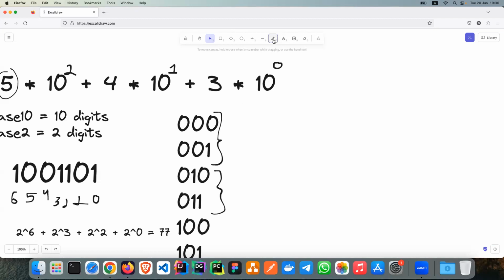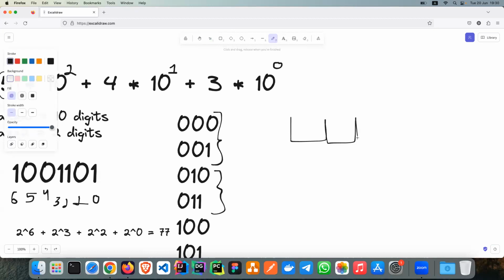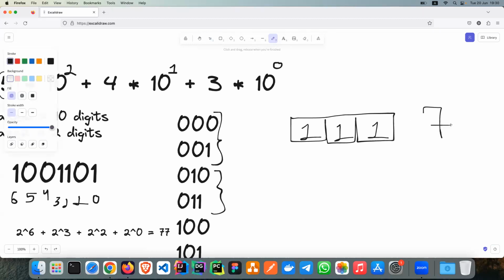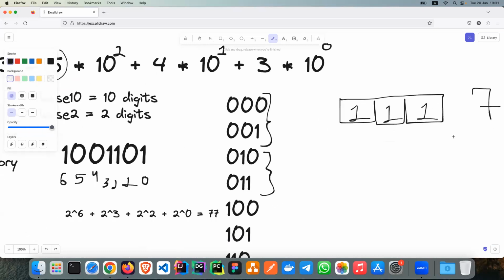What's the maximum number that I can have in these 3 slots, if I only use 0 or 1? Yeah, the maximum number is this. If we convert it to decimal, this is 2 to the power of 3 minus 1: 8 minus 1, 7, right? If I have 3 bits, the maximum number I will get is 7.